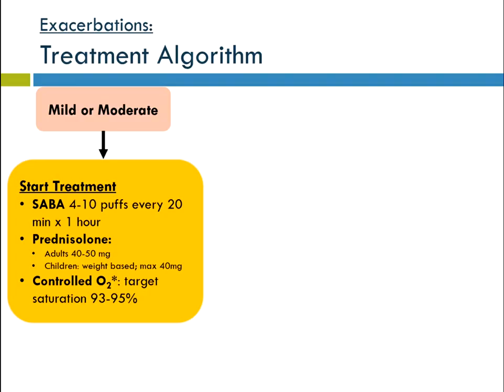Okay. We want to make sure that O2 sats are controlled. So 93 to 95, we will accept. We good so far? So we don't always have to give oxygen because what O2 sat made them mild or moderate to begin with?